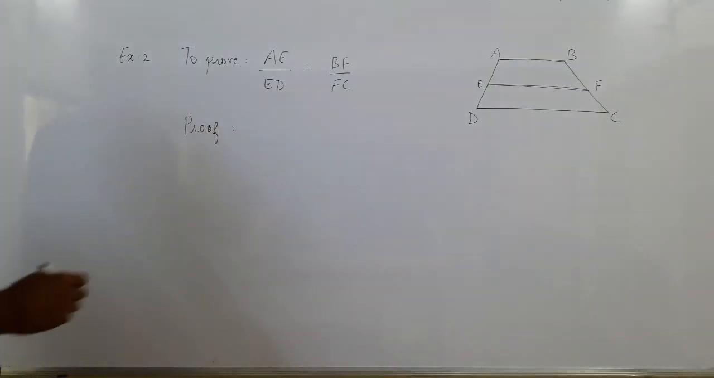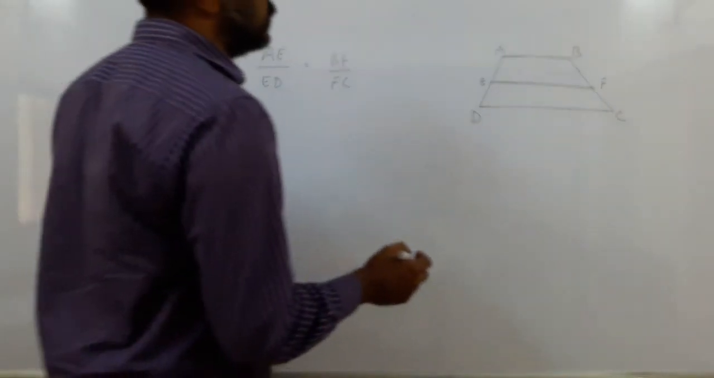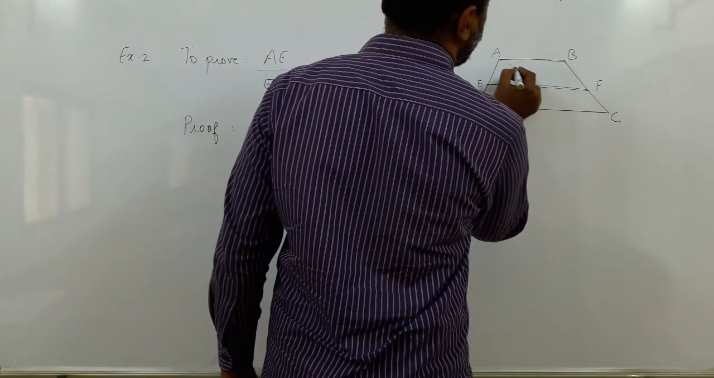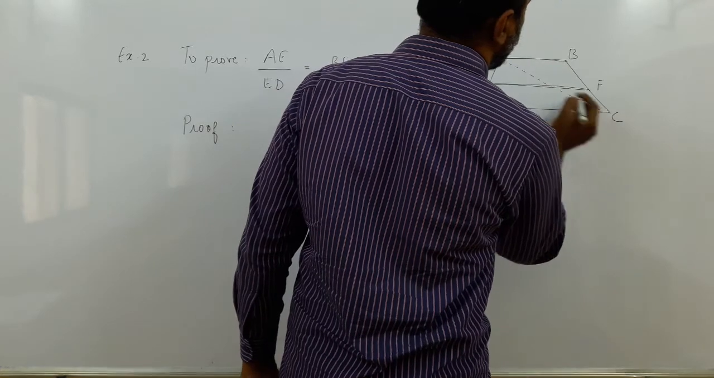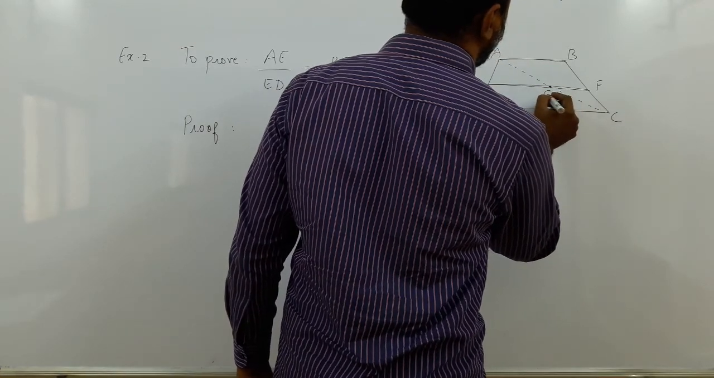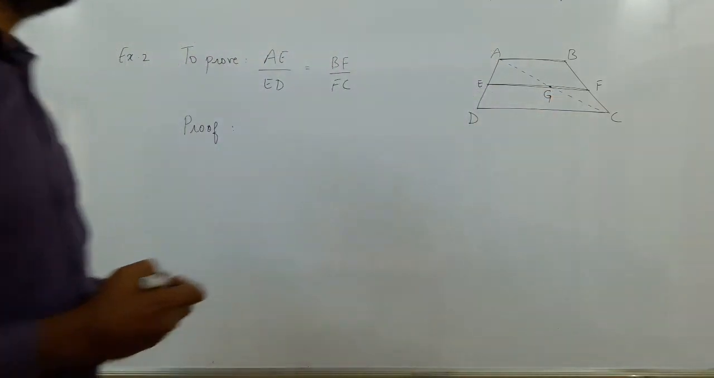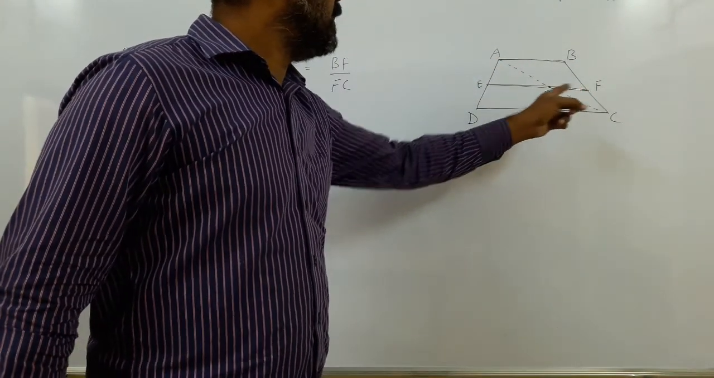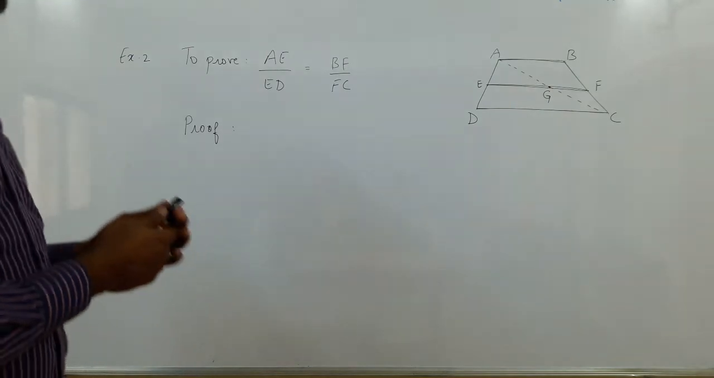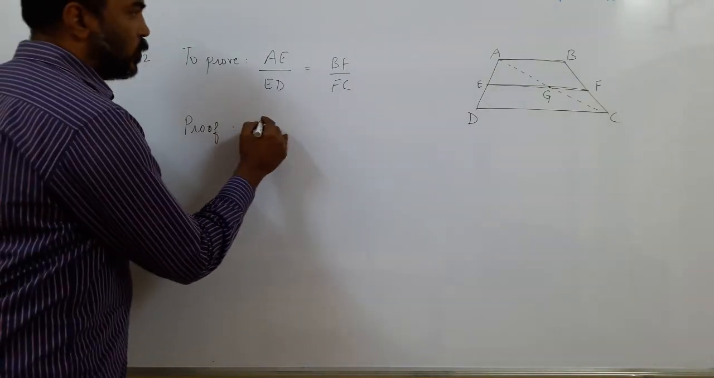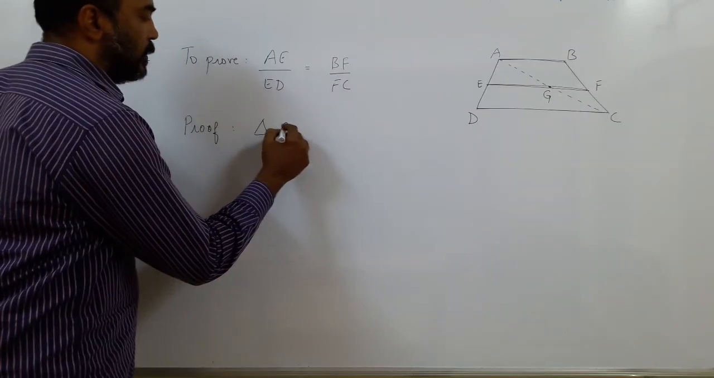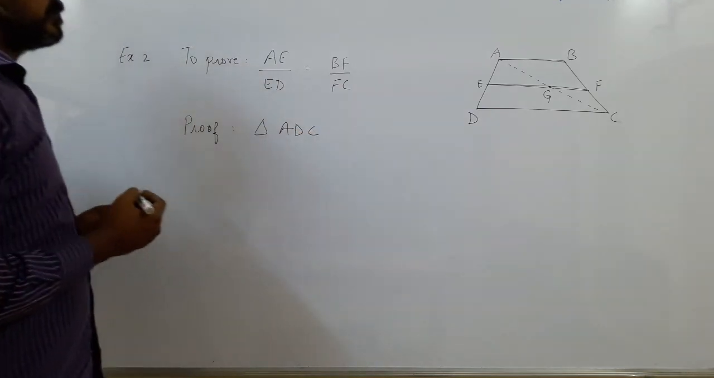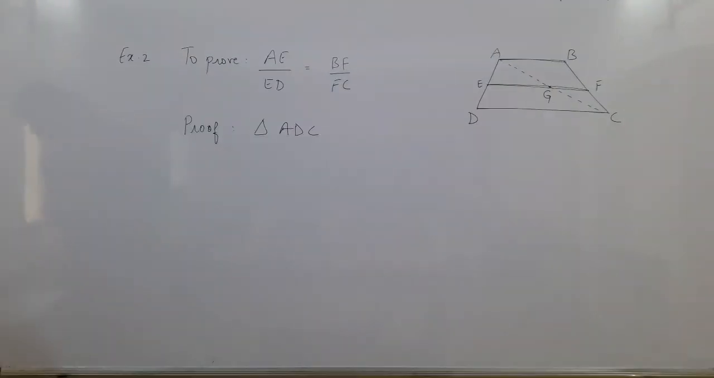So you have to do one construction. What is the construction you do? Join AC and let it intersect EF at G. So what did I do here? Join AC such that it intersects EF and call the point G. Now look separately. Look at triangle ADC.